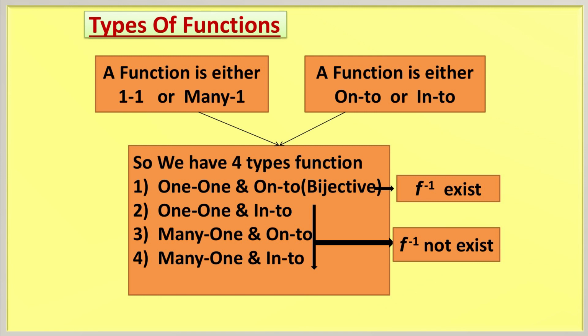In that case, f inverse exists, but in other cases f inverse does not exist, because what happens in an inverse function, the sets change their position, the left set and right set exchange their position. So, in other cases there will be only a relation, there will not be a function.